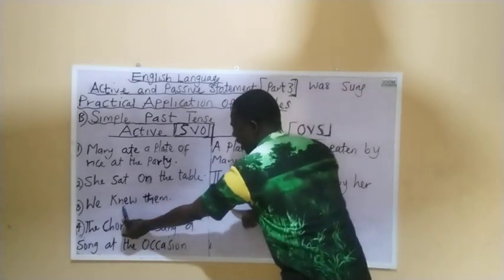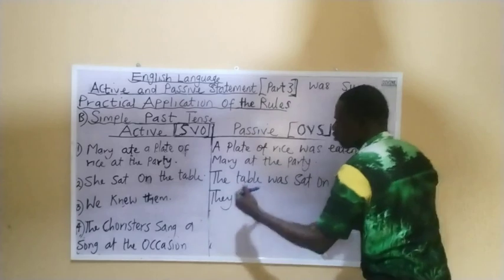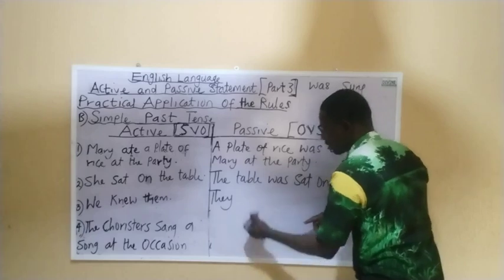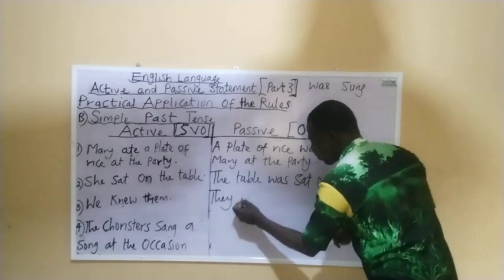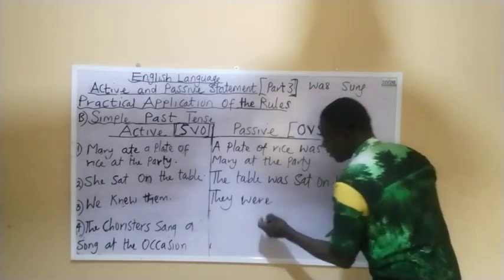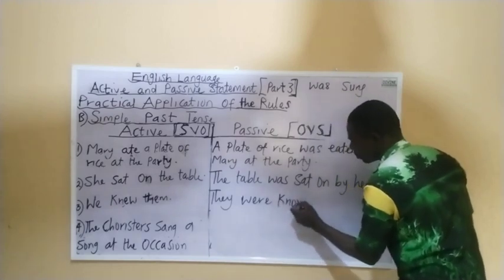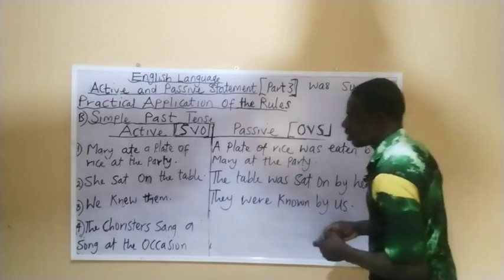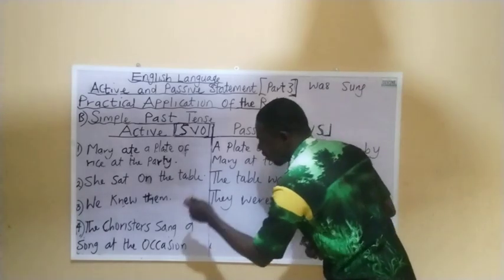and we'll talk about knew here. Knew is in the past. So we have to introduce what? The past verb. And they is a plural subject. So we have to use the plural verb, where they were known by us.